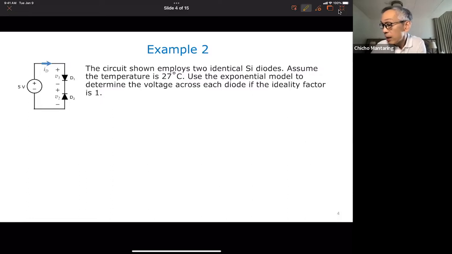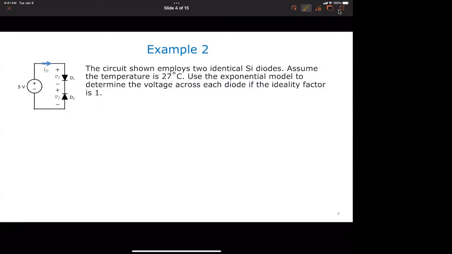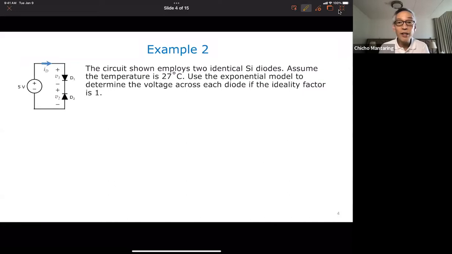Question. What will be the value of the current that will flow? You have two diodes that are back to back. If this were ideal diodes, what current would flow? Can somebody shout out an answer? Zero, sir. That's right, no? If this were ideal diodes, zero current will flow.